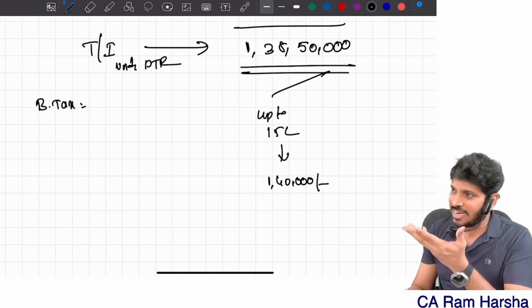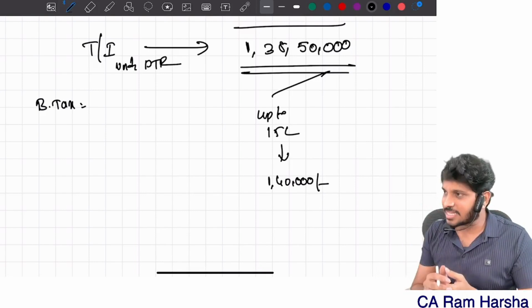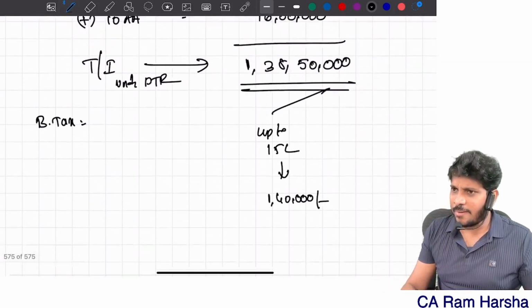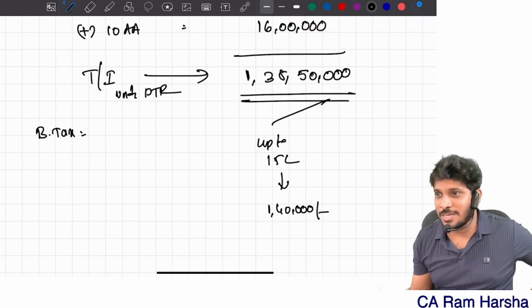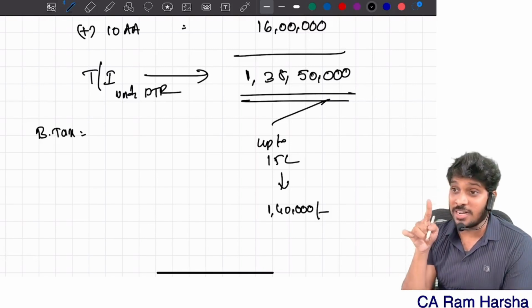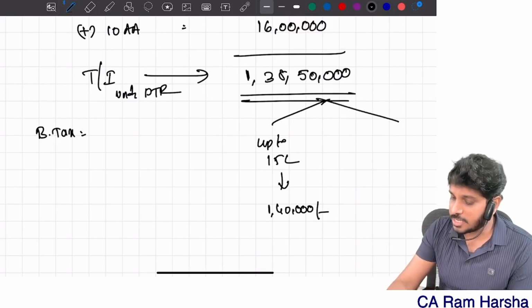1 lakh 12,000 is under the optional tax regime. That is up to 10 lakhs. This is the default tax regime. Correct only. My instinct says correct. Go ahead. Up to 15 lakh rupees of income in the default tax regime, the fixed tax liability is 1 lakh 40,000. Beyond that, how much is there?